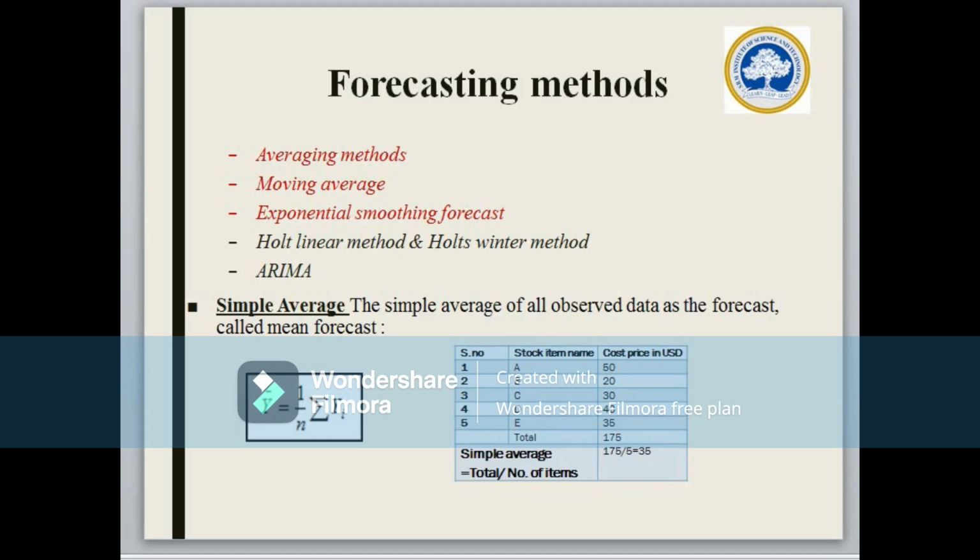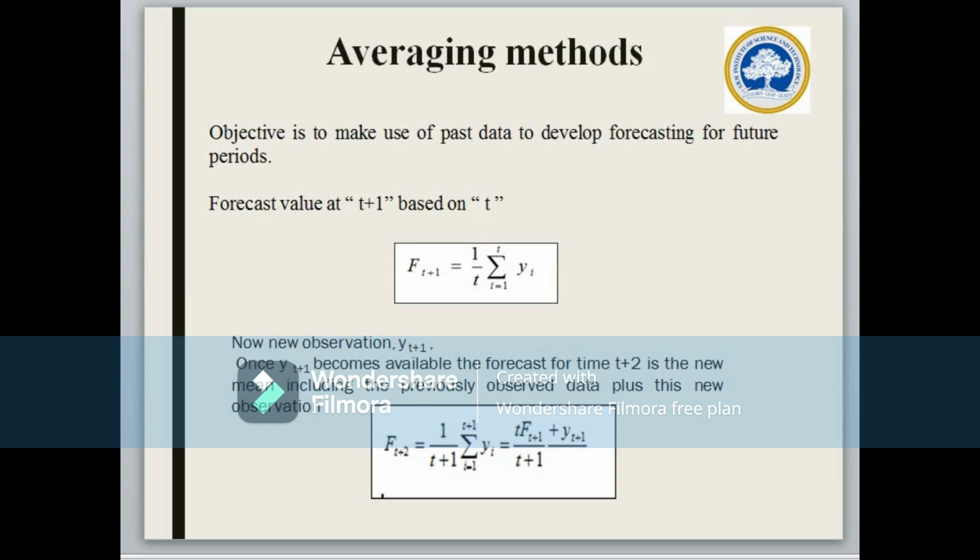So we will move on to the simple average method, which gives the mean value as the forecasted value. Here 5 stock items and cost price are given. The forecasted value is taken as the mean value for the future prediction. This is the elementary method. Next we will move on to the averaging method.